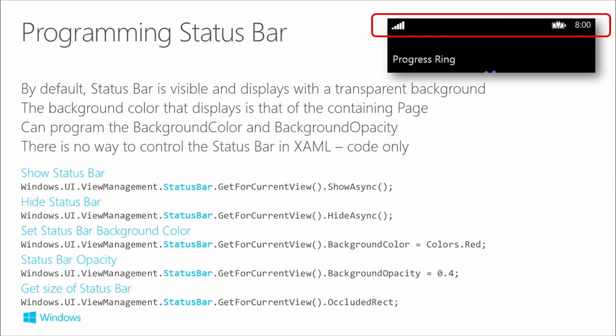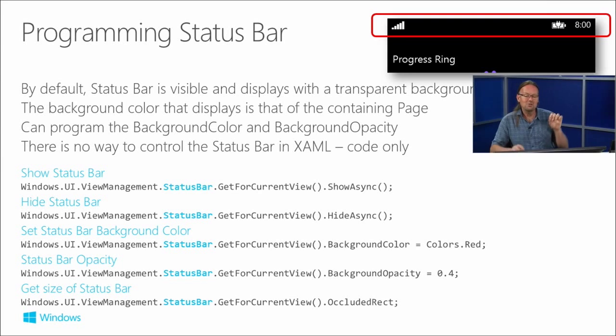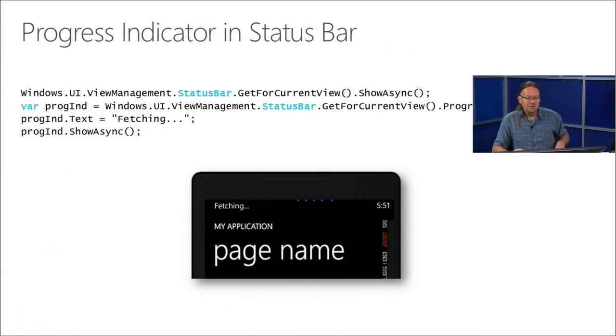So you're just seeing through it, shining through it. What you're seeing is the background of the page, whatever color is showing through the background of that status bar. But you can set the background color explicitly in code, and you can change the opacity of that as well. And if you really want to know the size of it, which in most cases you don't, for reasons I will come to in a minute, then there's a property on it called occluded rect.